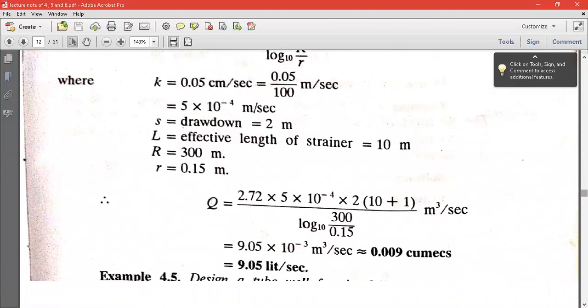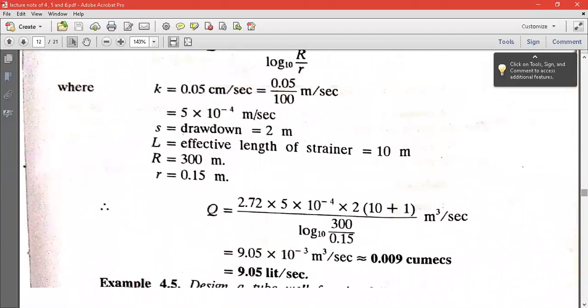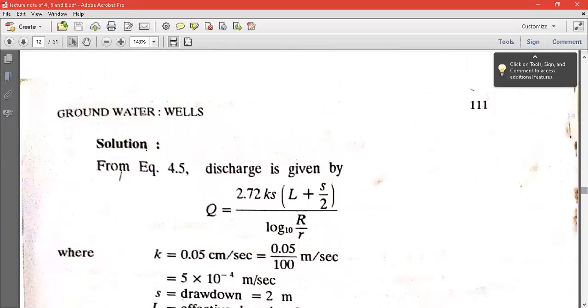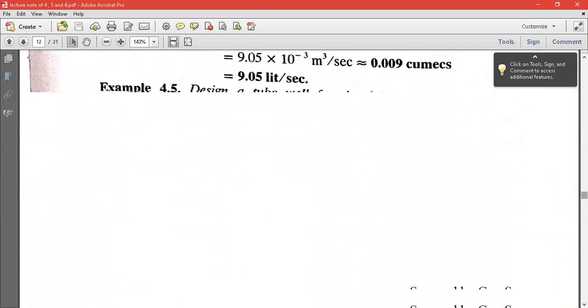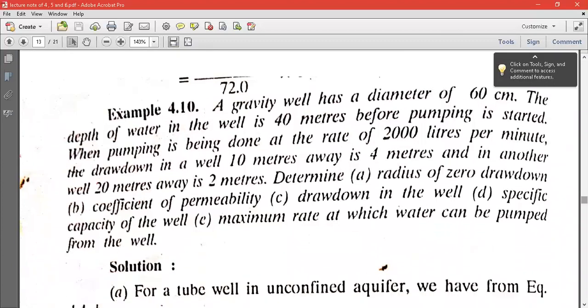When you see that this value is very small in cubic meter, convert it into liter per second, where it looks feasible and practicable. So 9.05 liter per second is the feasible answer. So these two problems, one for the confined aquifer and another for the unconfined aquifer, applying Dupuit's theory, I have explained to you. Now I am going to a much more critical problem of the well.